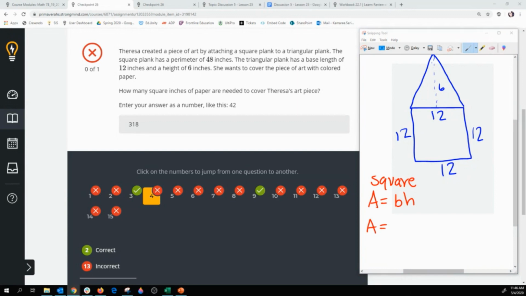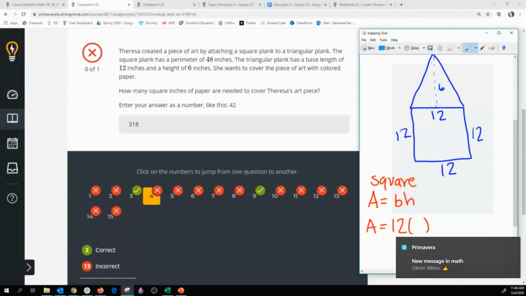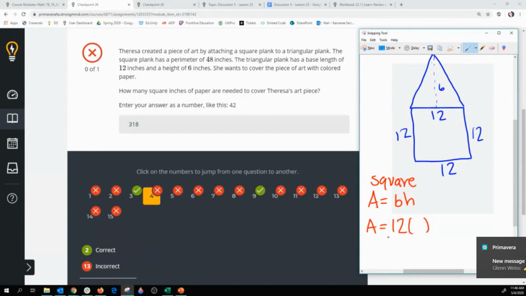So I'd want to do 12 times what? Not 6. Remember, 6 is our triangle. So it's a square, so it's okay if I do 12 times 12, right? Because my base and my height are both 12. So to find the area of my square, I'd want to do 12 times 12, which would give me 144.